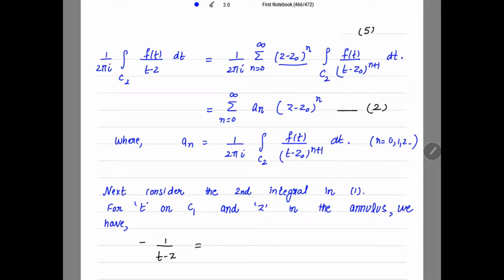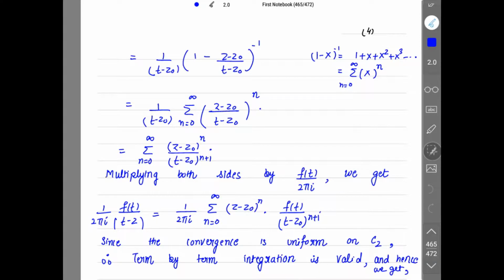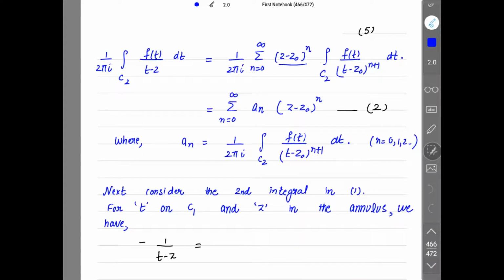Similarly, we have to consider the second integral in 1. What is 1? Here, first we have done, now consider the second integral. The similar steps are there. Now t is on C1 and z in the annulus, right? We are having the point t on C1 and z point in the annulus.